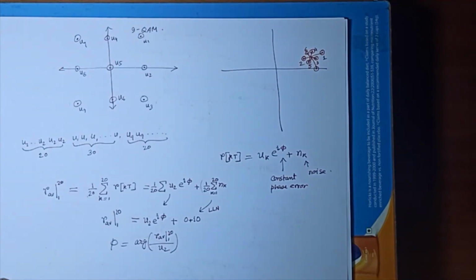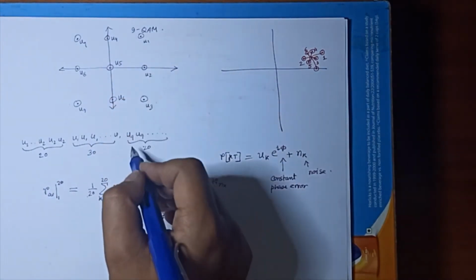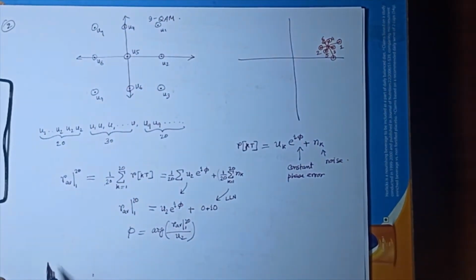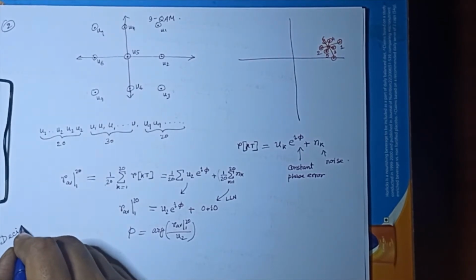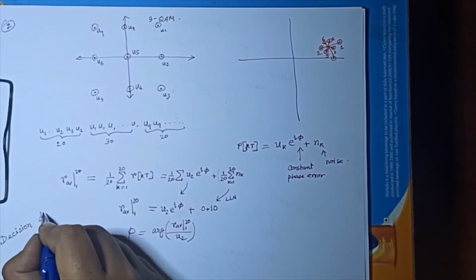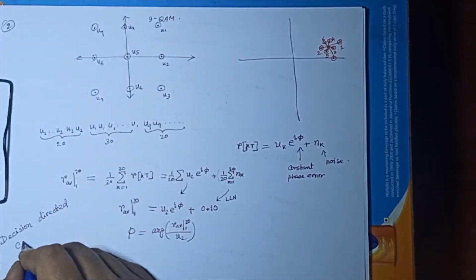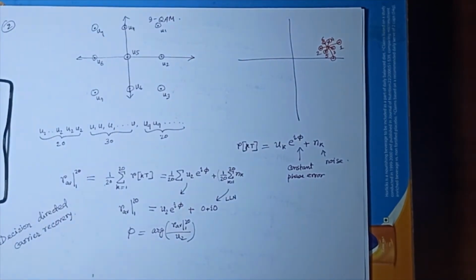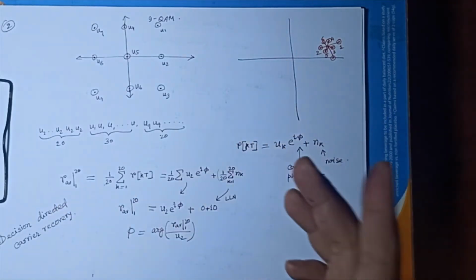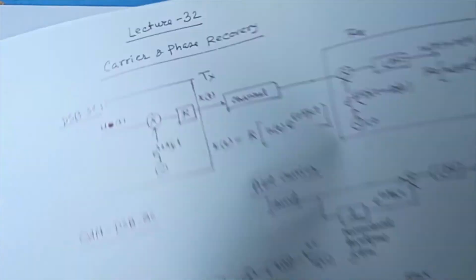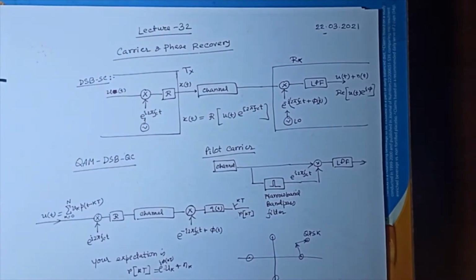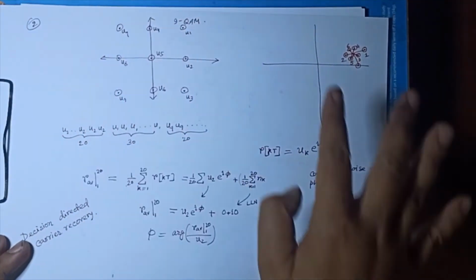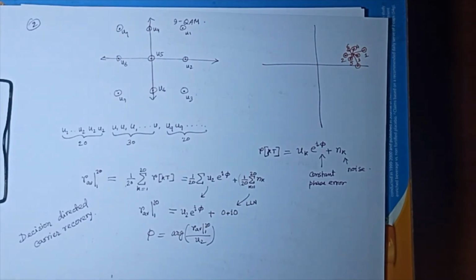This method is basically called decision directed carrier recovery, you can say. Decision means you are sending the symbol and that symbol is decided, detected. So this is called decision directed carrier recovery. This is one of the techniques, but whether we can rely on this, because this also needs the sampling time to be recovered separately.